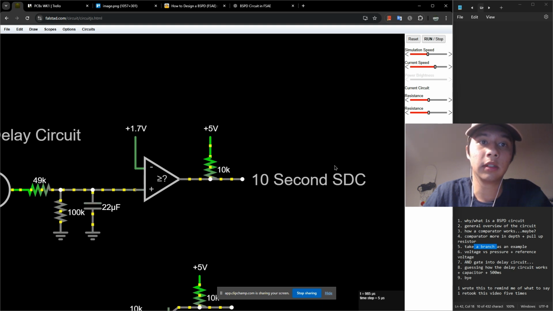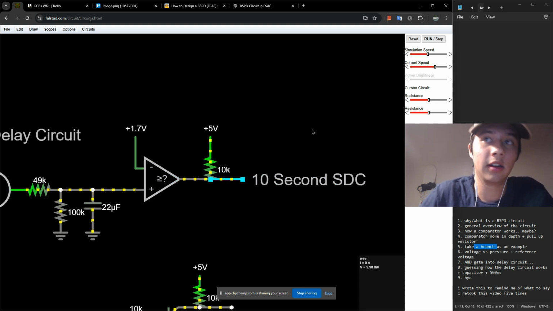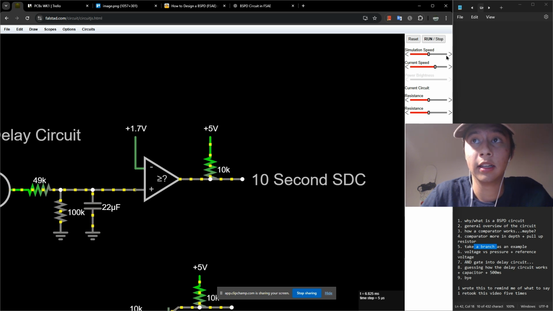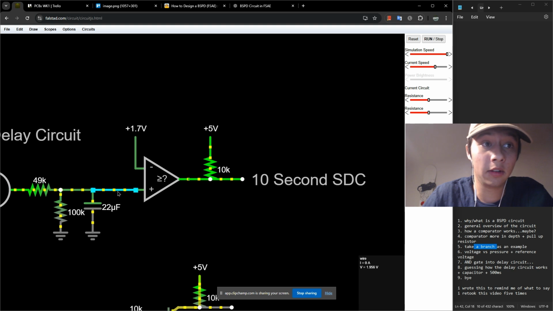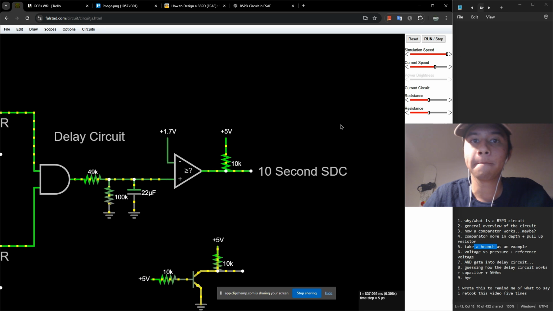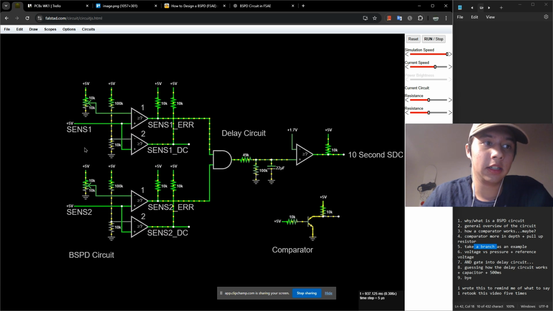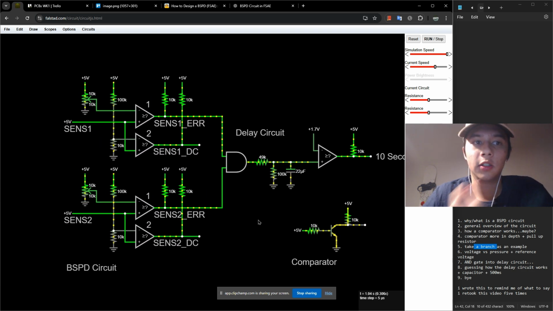So notice how the shutdown circuit's not activated, but if we increase the simulation speed, we can see the time at the bottom. And once it reaches 500 milliseconds, the shutdown circuit should begin to activate. So roughly now, there we go. And that's because the voltage in this wire has surpassed this 1.675 volts. Yep, and then the car will begin to shut down. All right, so that's basically how the BSPD circuit works.